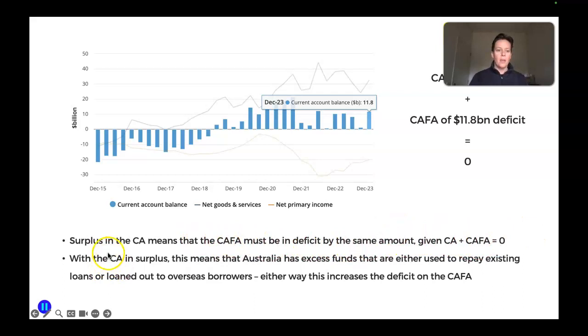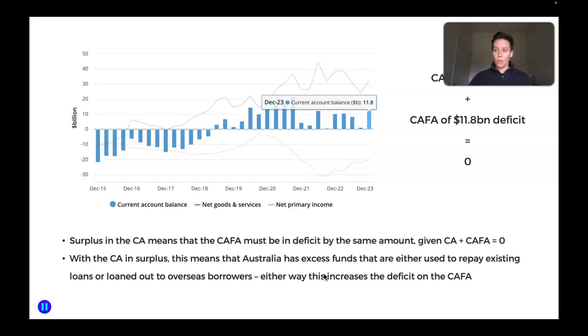and there's your equation. With the current account in surplus, this means that Australia has excess funds that are either used to repay existing loans or loaned out to overseas borrowers. Now, we're not going to go into the nitty-gritty of it, but with those excess funds, Australia is likely going to use them to repay existing debt that they've already got, and that repayment of that existing debt comes out of the CAFA. Okay, we don't need to identify where or be too specific about it, but basically, if we're running a surplus and we've got excess money, that money is going to potentially get used to repay existing debt, which is captured as an outgoing of our CAFA.